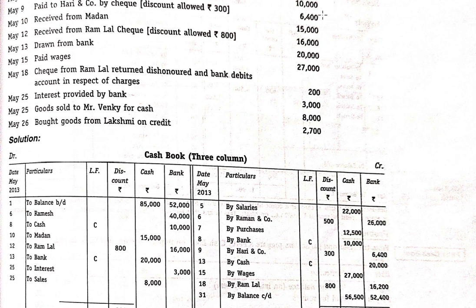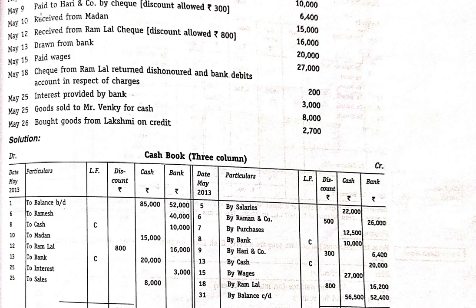What do I have to do? Again here it is a contra entry. Why? Cash sent to bank: two accounts are involved, the cash account and the bank account, because in the bank your amount is increasing and cash is decreasing. So what do I write here? In the head, to cash, ledger folio: contra entry. The amount will be in the bank column because to cash means we are depositing into the bank, so in the bank column 10,000. Here, by bank, contra entry, in the cash column 10,000. Please note this transaction is very important, because we are talking about cash and bank.